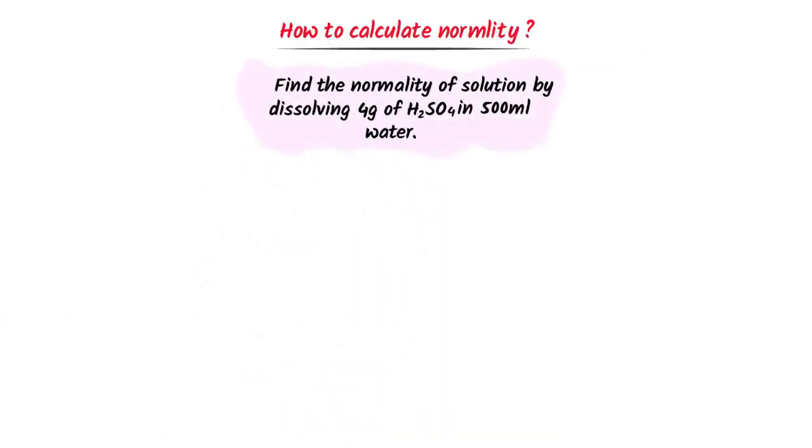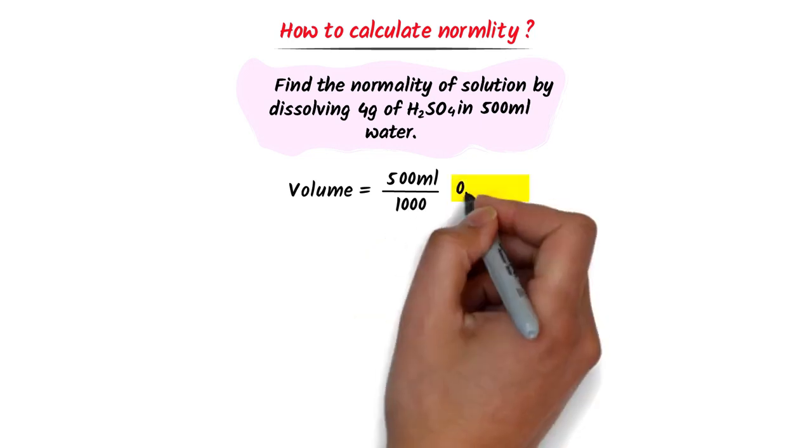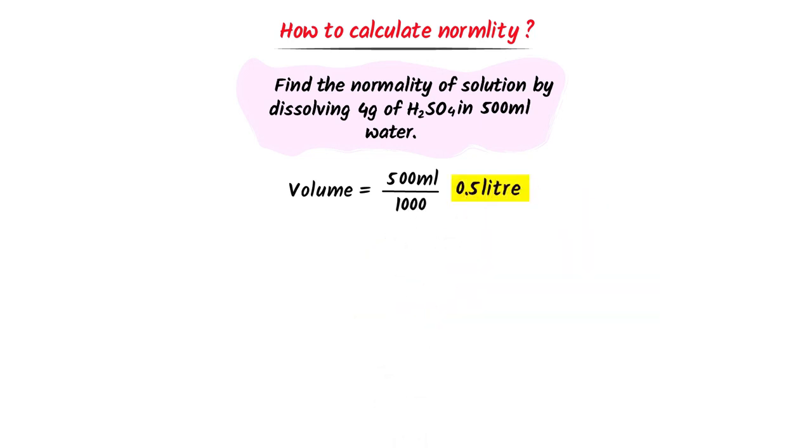Well, find the normality of the solution by dissolving 4 gram of H2SO4 in 500 ml water. Here, the given volume is 500 ml. I always convert it to liters. I divide 500 ml by 1000. I get 0.5 liter. Secondly, the given mass is 4 gram.